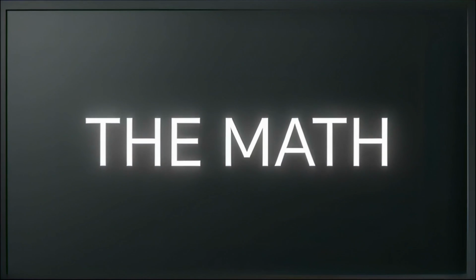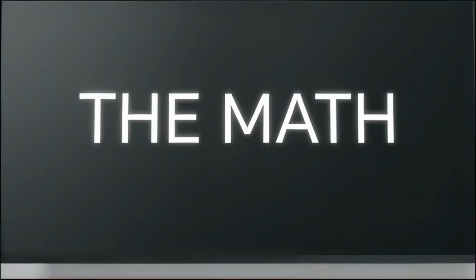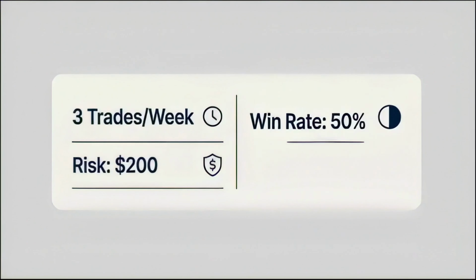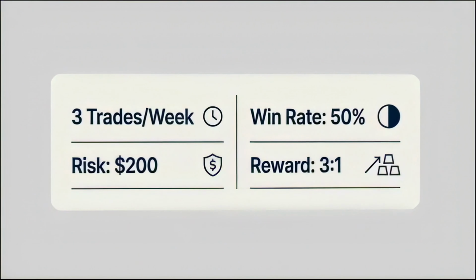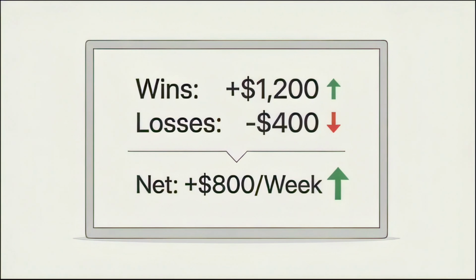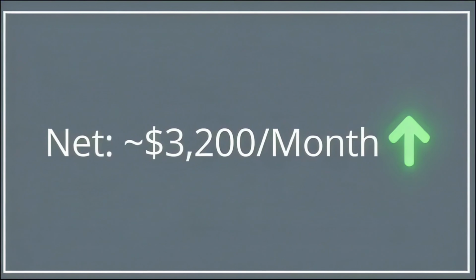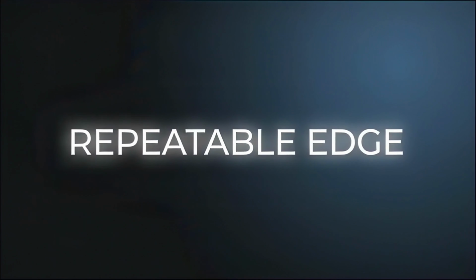So what could this realistically do for you? Let's do the arithmetic rather than dream about it. Say you take 3 of these A+ setups in a week, you risk $200 on each, and you win roughly half of them at 3-to-1. That is $1,200 won against $400 lost. Around $800 a week, so somewhere near $3,000 a month. And it scales as your account and your consistency grow. Not a jackpot, not overnight, a repeatable edge applied with patience.